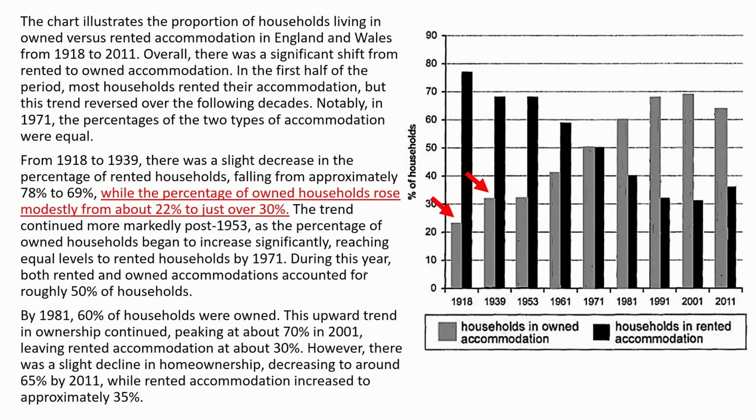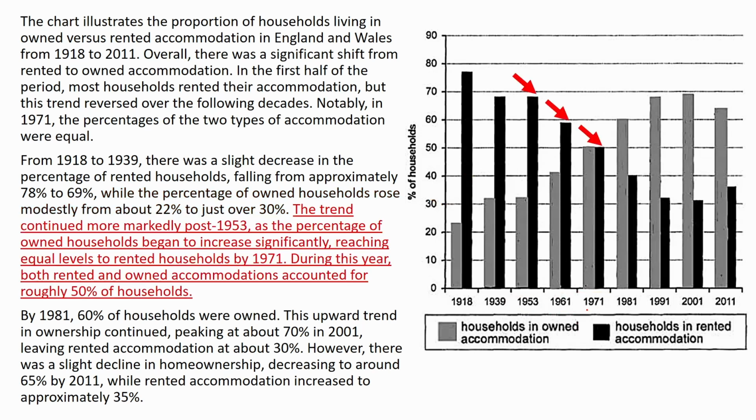So remember I said we cannot report every single point from the graph. We need to group the data, the parts that are similar. For this part, we can group 1953 to 1971 because we had a downward trend, right? So we can write them together instead of mentioning them one by one.